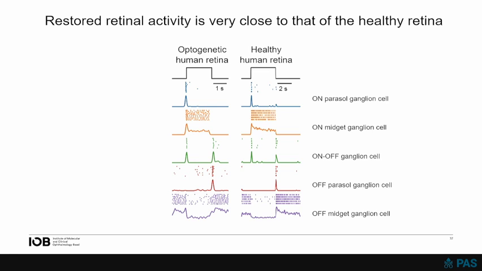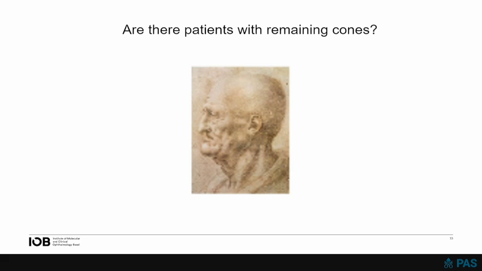Very different from ganglion cell-based optogenetics, where every ganglion cell is the same. Now, the human retina is actually computing the same as it normally should. So now, the last point, the last 2 slides, I'm asking, are there patients with remaining cones?